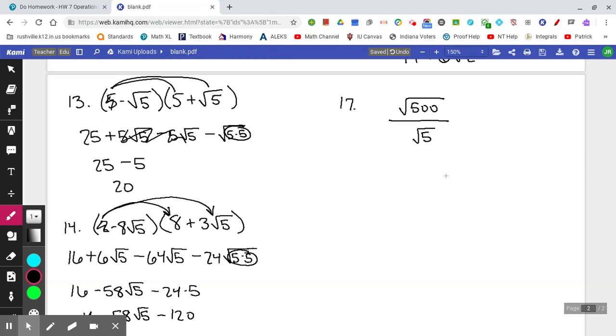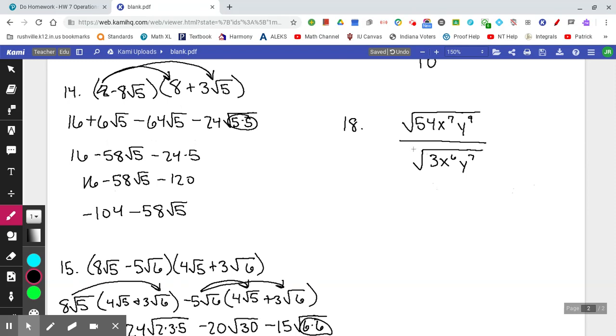All right, question number 17. I have the square root of 500 divided by the square root of 5. So I'm allowed to do this because I have a square root and a square root. That means I'm allowed to multiply, and in this case, I'm also allowed to divide. So I'm going to keep the square root, and I'm just going to do the division of what's underneath. So 500 divided by 5 is 100. And then always try to simplify it if you can, and the square root of 100 simplifies down to be just 10. So my final answer for 17 would be just 10.